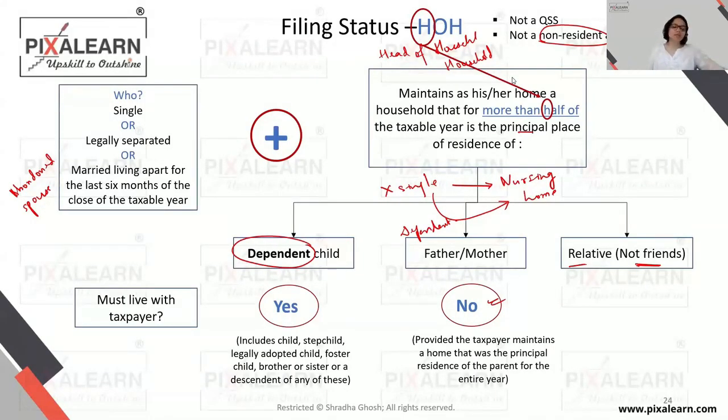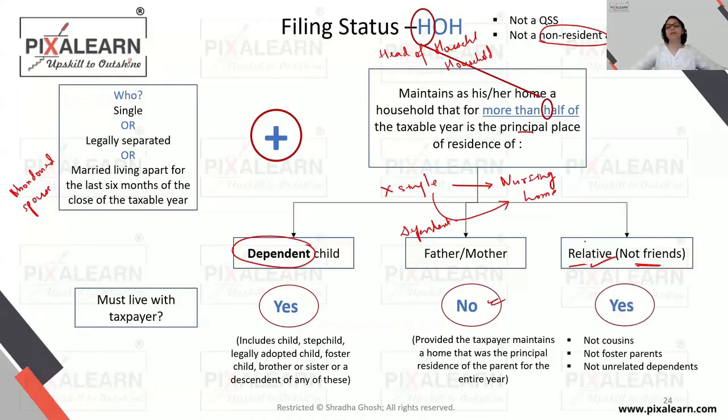Now remember, in HOH status, even if you're maintaining a house for your friend, paying for all his stay and everything, you cannot claim an HOH status for that friend. An HOH status has to be because of blood relationship. So only for a relative, but that relative must have lived with you for more than half of the taxable year. It's not for the full year, guys. It is for more than half of the taxable year.